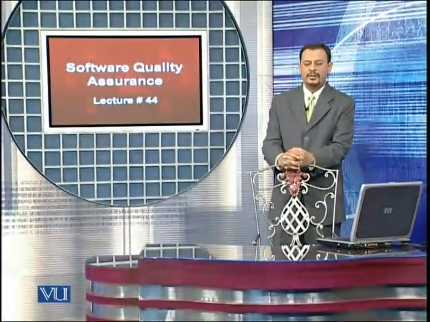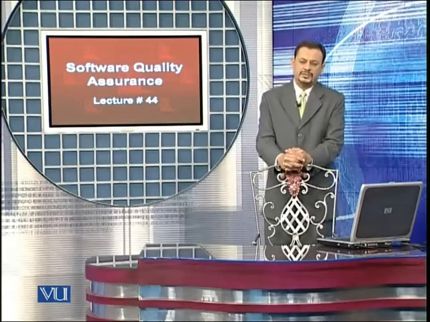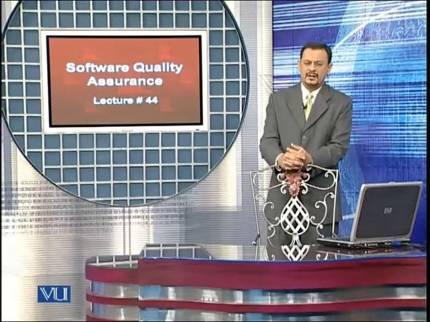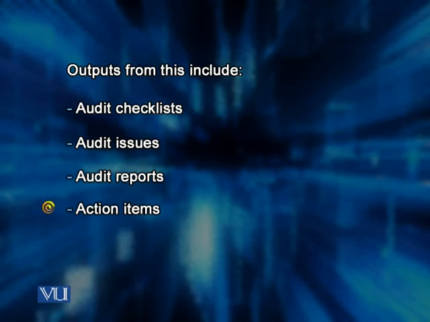All of these sub-processes in the perform audit process are essential parts, although the 2 that I just mentioned towards the end of the list are only used if mandated by the client, which typically is done when the clients are big governments. Then you have outputs from this process, which include audit checklists, audit issues, audit reports, action items as a result of performing audits, and updated audit process.